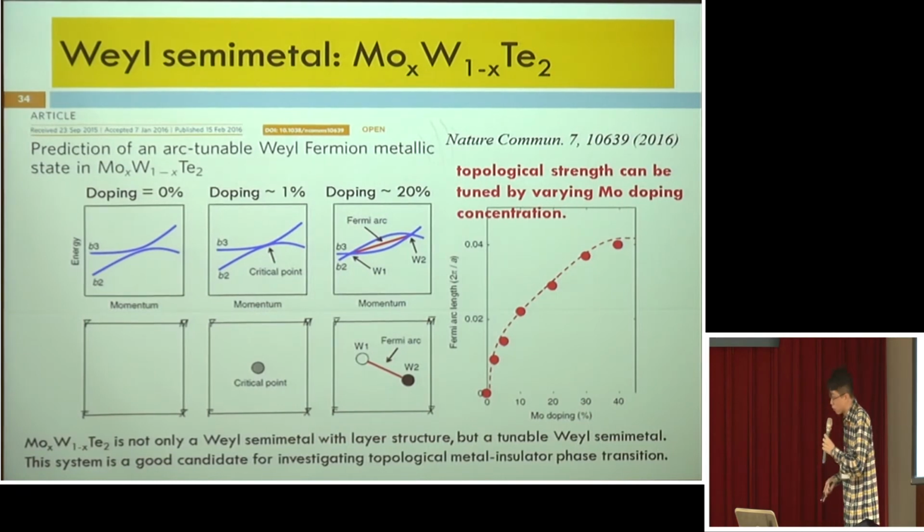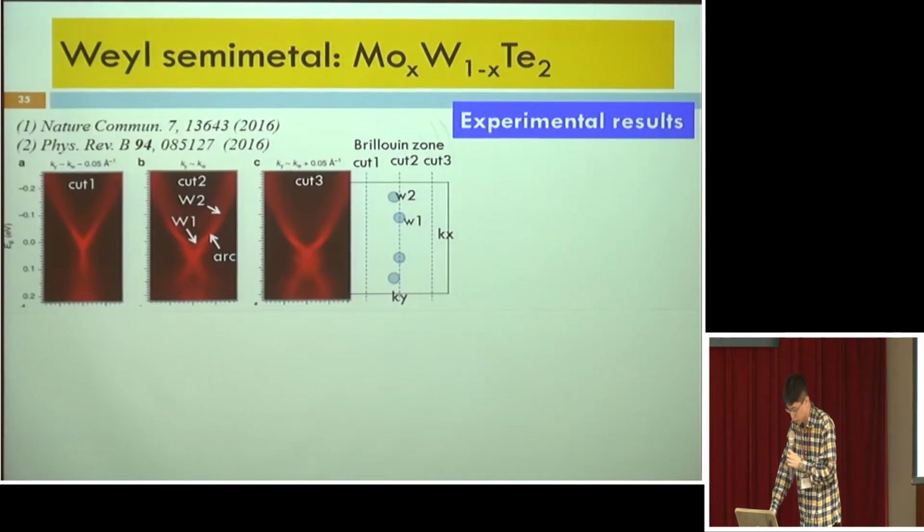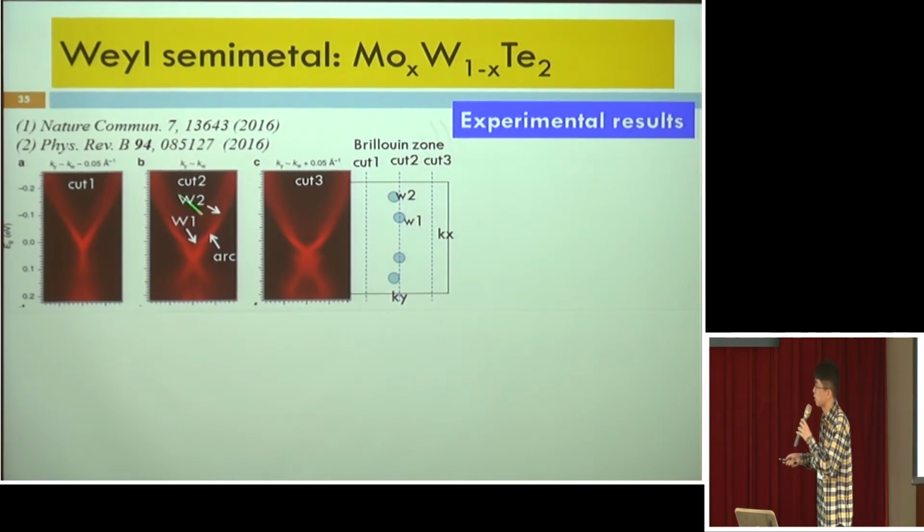So the conclusion of this work is that we found this doping system is a Weyl metal in a layer structure. And this system is tunable, which may offer a platform to study topological phase transitions in real materials. I think because of the time, I skip the experimental part here.